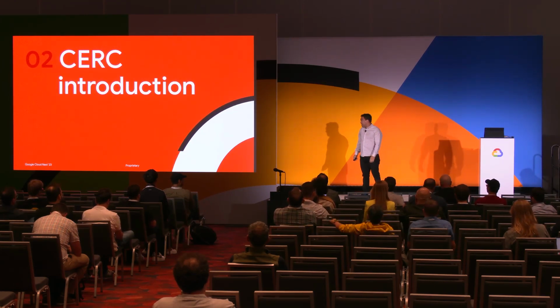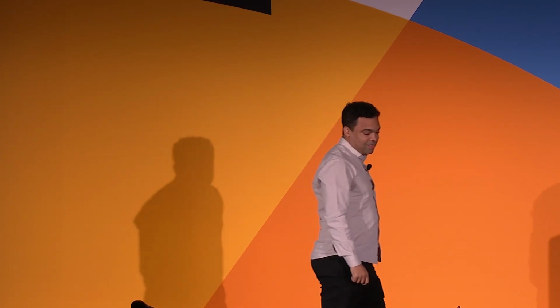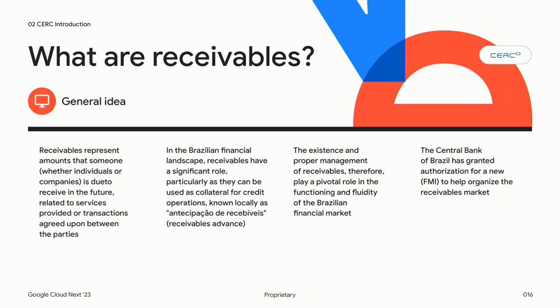Thank you, Vaibhav. So CERC is a Brazilian fintech, and we are innovating the use of the receivable in Brazil. Okay, to better understand what receivables are, we have here some ideas. So receivables represent an amount that someone will receive in the future. That's the main idea. So we can create receivables by individuals. I will give an example here.